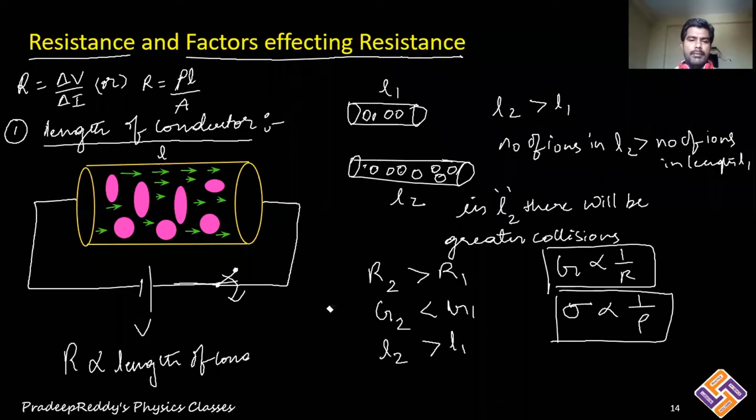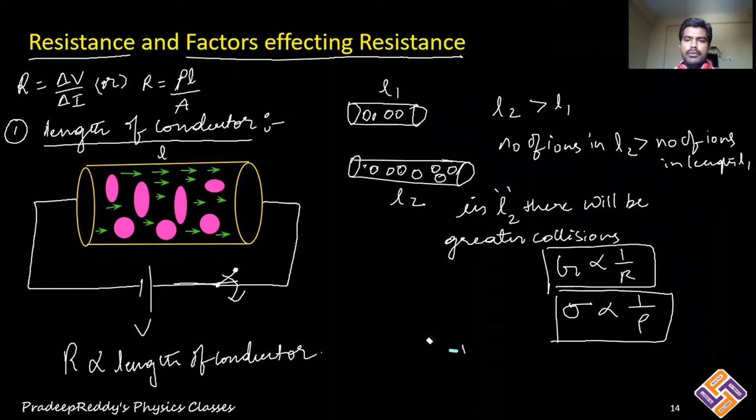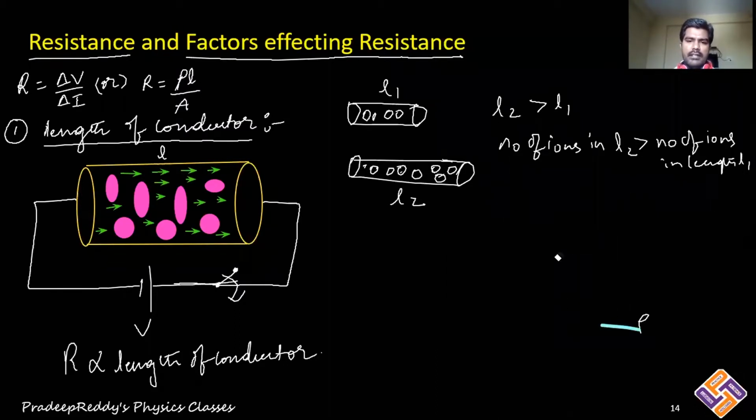Resistance is directly proportional to length of the conductor. So I will simply write, if you are taking two conductors, the resistance of the first conductor is directly proportional to the length of the first conductor. So R1 proportional to L1, R2 proportional to L2. If I remove this proportionality, I should include a constant. That constant will be resistivity. R1 by R2 is equal to L1 divided by L2.